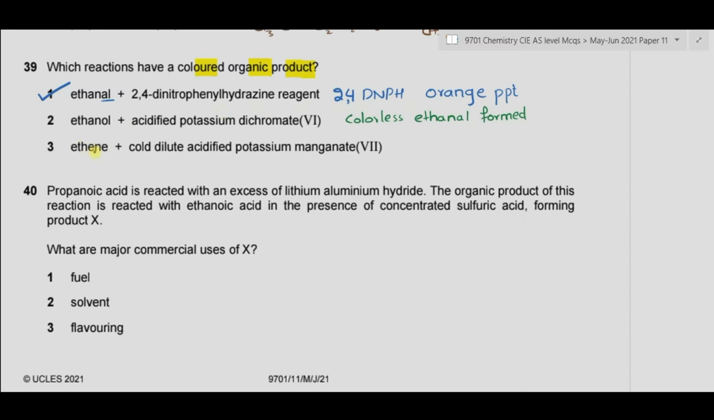In third one, we have alkene, which is reacted with cold dilute acidified potassium manganate. This one will convert alkene into diol. Again, this product is not colored, it is a colorless product, so therefore 3 is also incorrect. As only option 1 is correct, answer is therefore D.